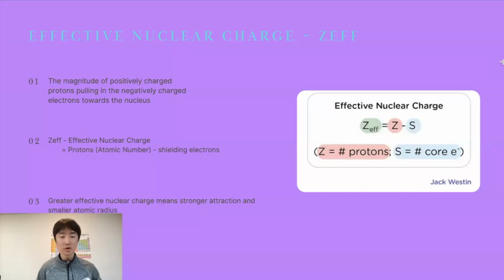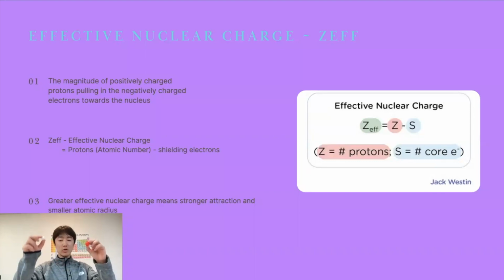Before we talk about atomic radius trends, it's important to talk about effective nuclear charge, also known as Zeff, right? Essentially, the effective nuclear charge calculates how much charge the protons have on the valence electrons. It subtracts the core electrons, the electron shielding the attraction force between the protons and the electrons. So it calculates the amount of shielding electrons and then how much charge remains between the proton and the electron.